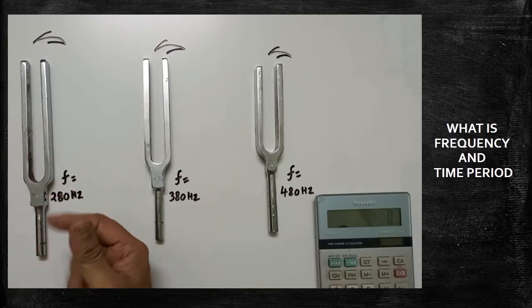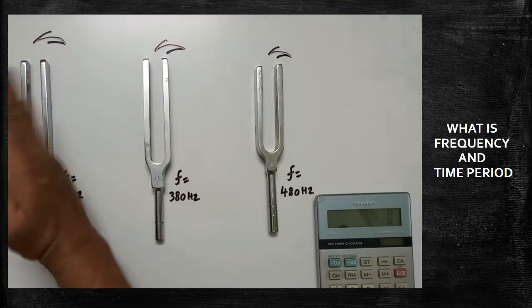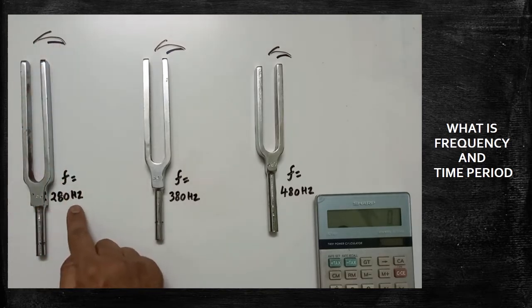Within 1 second, how many vibrations will be taking place? 280 vibrations will be taking place in 1 second. Such a number is called frequency. So how will you define frequency? The number of vibrations made by the particle in 1 second is called frequency. Are you clear? You may have learned this definition of frequency in the lower classes.